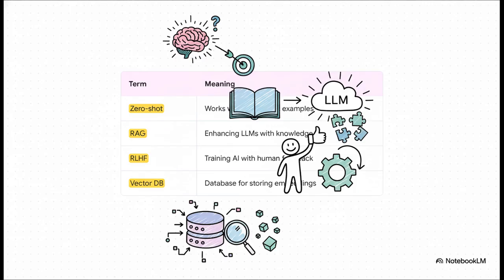And finally, a few advanced terms you'll hear all the time. Zero shot is when an AI can do a task it was never explicitly trained for. Pretty cool, right? RAG is a way to give an LLM access to fresh, external knowledge, so it's not stuck in the past. RLHF is a training technique that uses real human feedback to make an AI more helpful and less, well, weird. And a vector database is just a special kind of database built to store and search through all those embeddings we talked about.